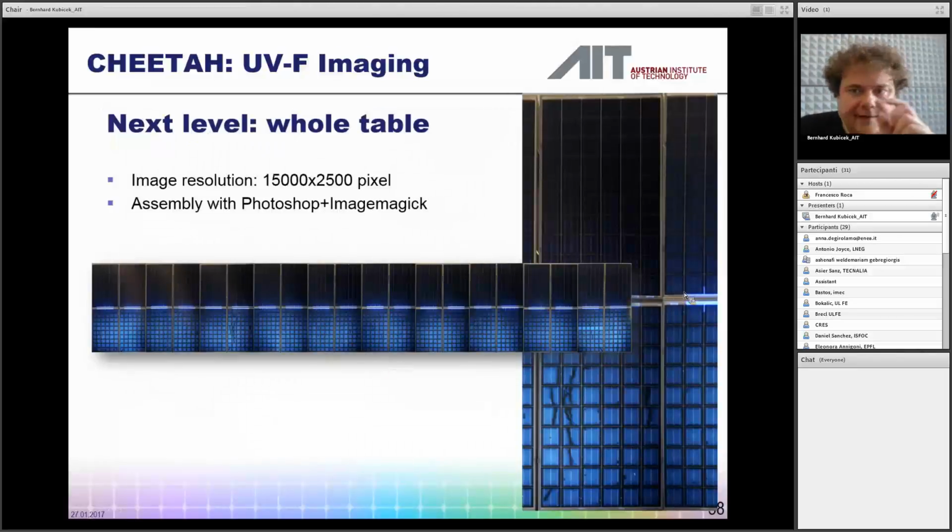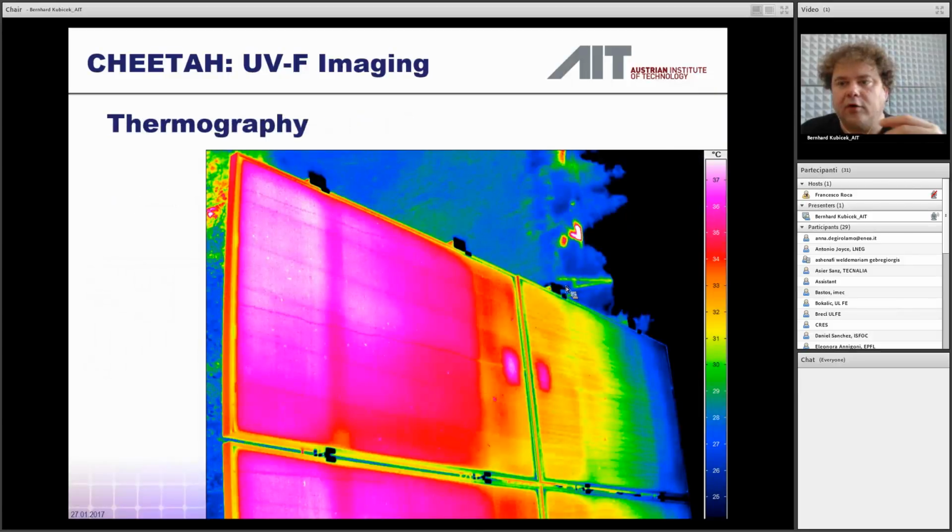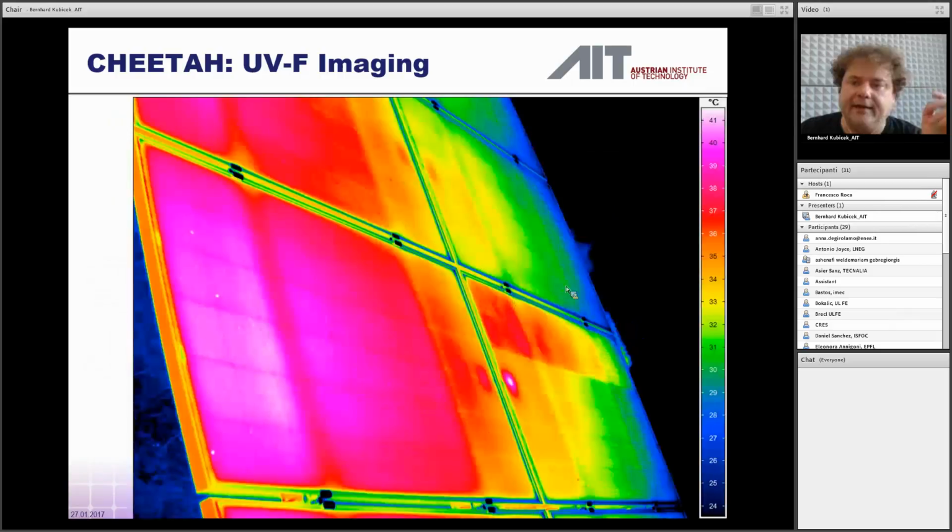Then we assembled this into whole tables with Photoshop to make a direct comparison to images that we got from thermography. So we took a lot of thermography images, assembled them, and then compared them to the UV imaging.